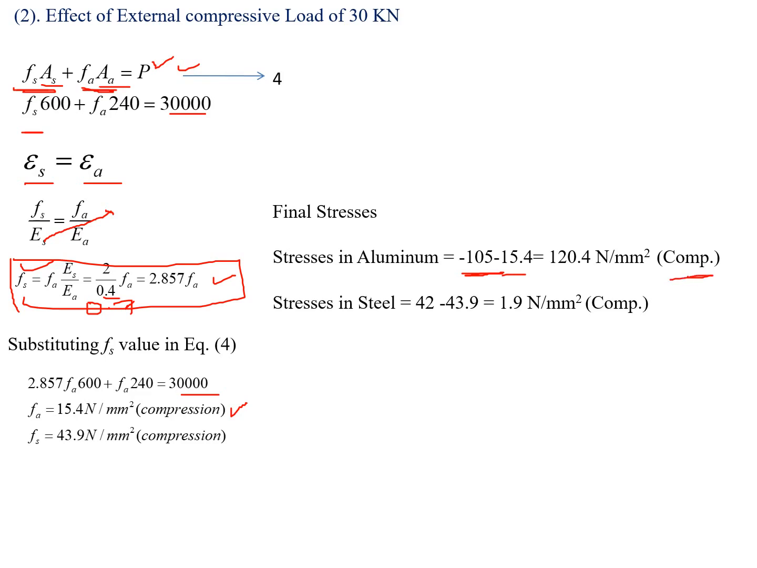Similarly, the stress in steel is equal to the stress due to the temperature rise, that is 42 tensile stress, that's why I took the plus here. And due to the applied load, the value is 43.9 compression, so for compression I took the minus. So 42 minus 43.9 is equal to minus 1.9, which is 1.9 Newton per mm square compression. So this is the solution, and thank you.